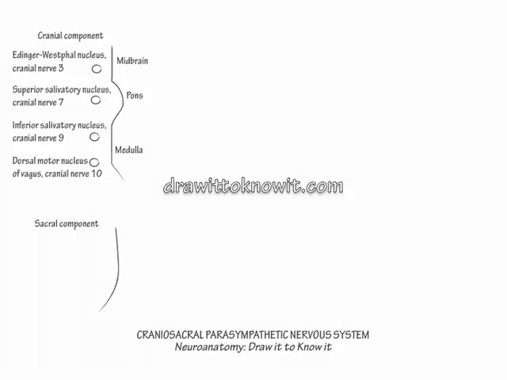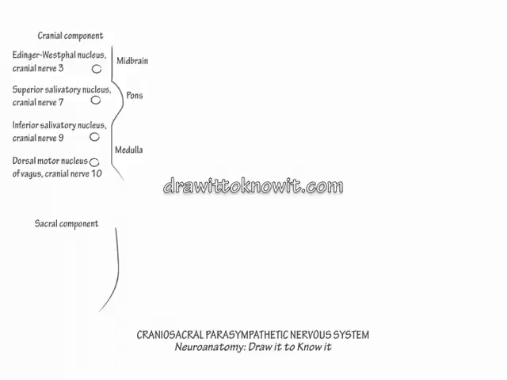In the pons, draw the nucleus of cranial nerve 7, the superior salivatory nucleus, and in the medulla, label the nuclei of cranial nerves 9 and 10 as the inferior salivatory nucleus and the dorsal motor nucleus of the vagus, respectively. Note that nucleus ambiguus also contributes minor visceromotor fibers to cranial nerve 10 with specific effects on the heart, but we exclude it here for simplicity's sake.